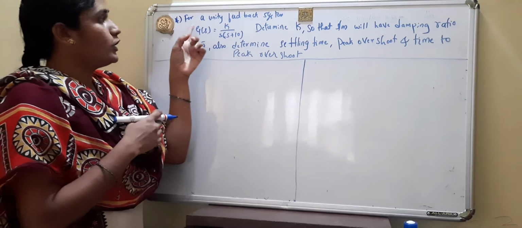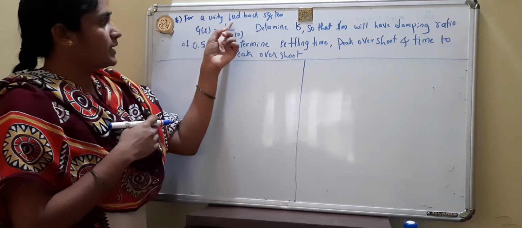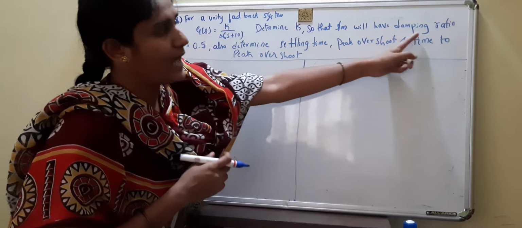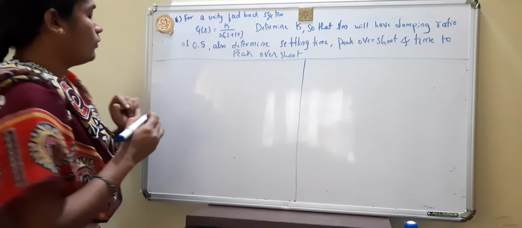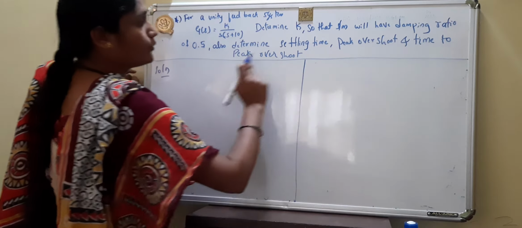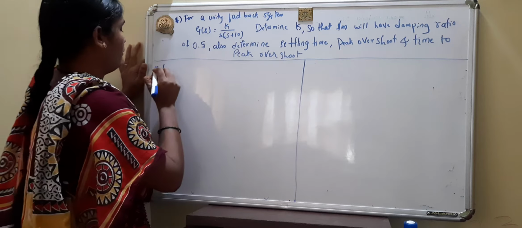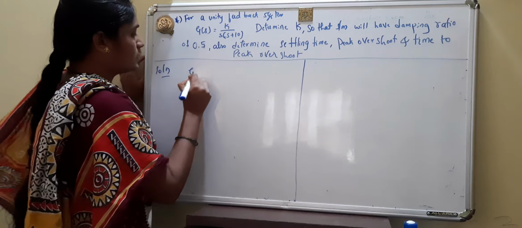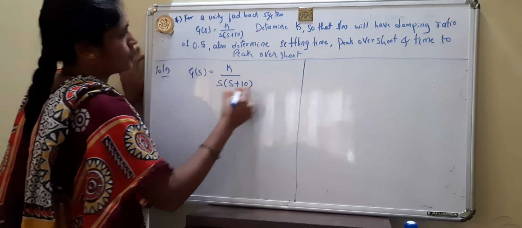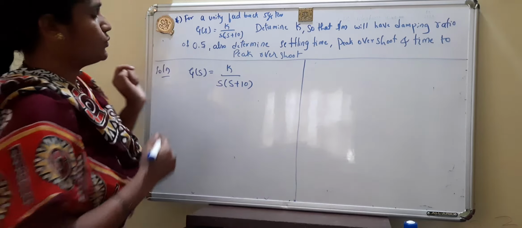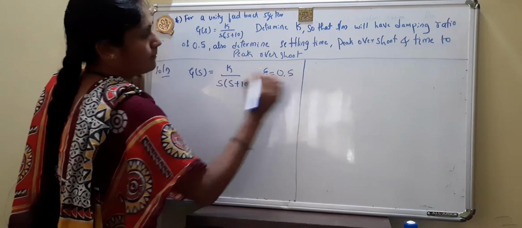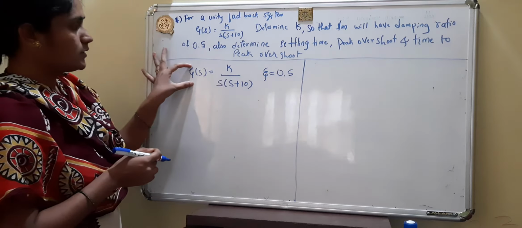Okay, next problem is for a unity feedback system, G of s is given by K divided by s into s plus 10. Determine the value of this K so that the system will have a damping ratio of 0.5, and also calculate settling time, peak overshoot, time to peak overshoot. First we have to write down what they are given. G of s is equal to K divided by s into s plus 10. They have given the damping ratio, that is zeta, as 0.5.